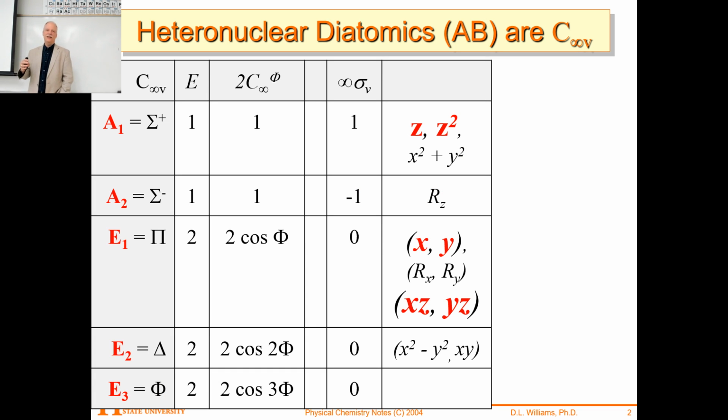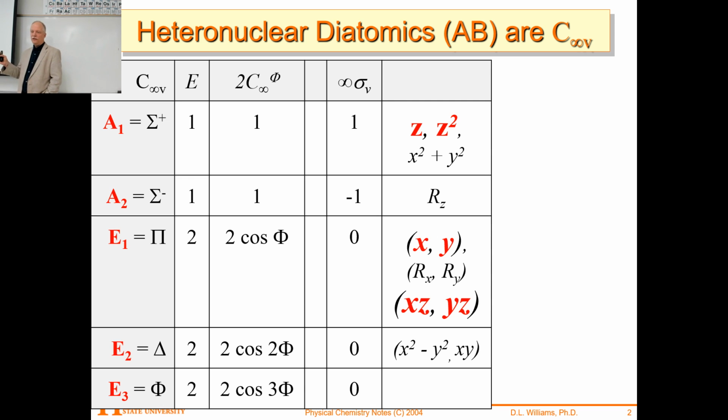All heteronuclear diatomics are C infinity v. So if you see CO or CN minus or something like that, where you've got two atoms that are different, it's going to be that C infinity v point group because it doesn't have a point of inversion. The two atoms are different. And so if you have a homonuclear diatomic, it's going to be D infinity h.